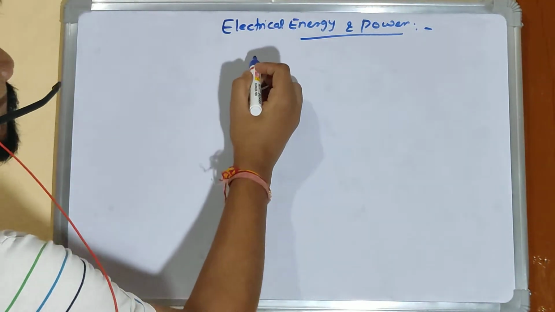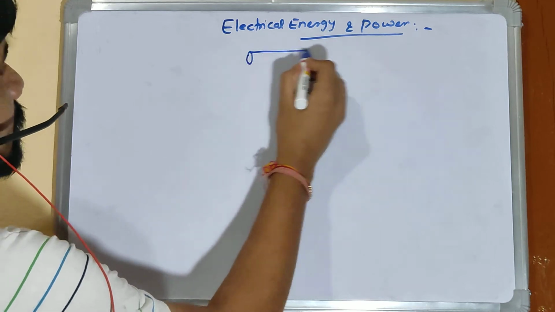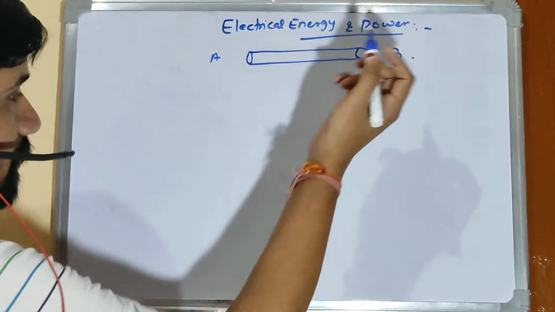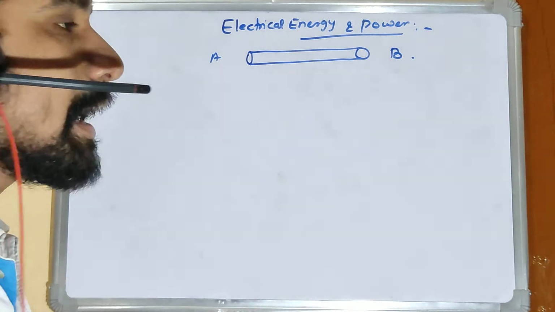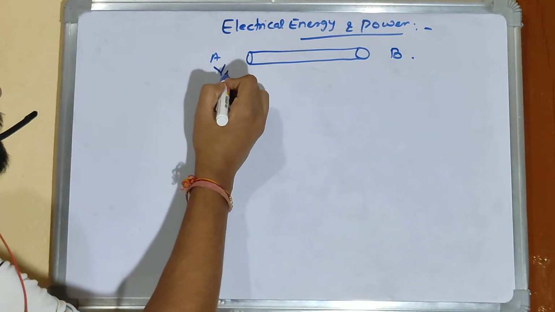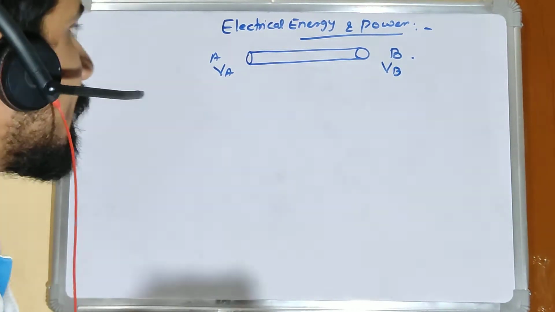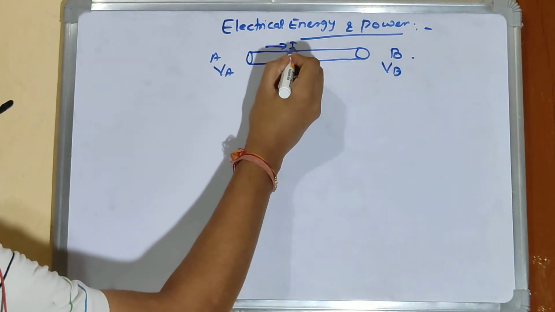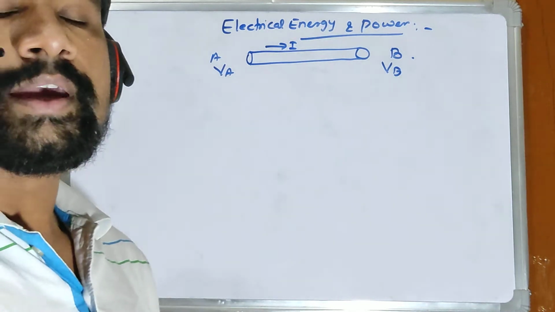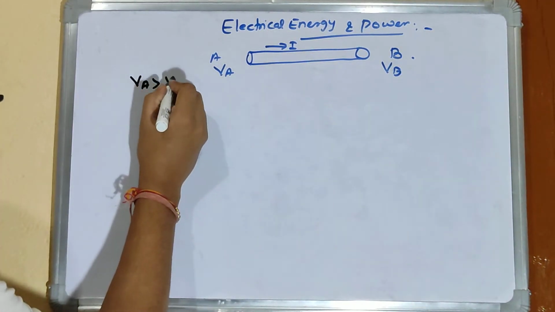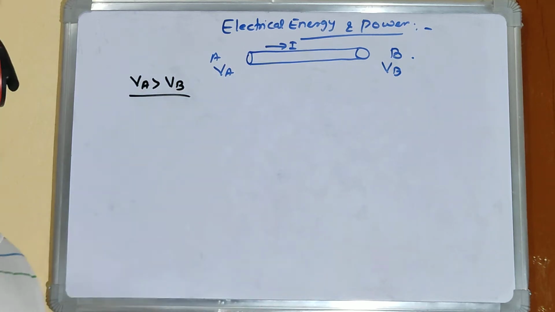So let's say this is a conductor. AB is a conductor, and potential at A is VA and potential at B is VB. For a current I to flow from A to B, what is the condition? VA should be greater than VB, then only I will flow, right?